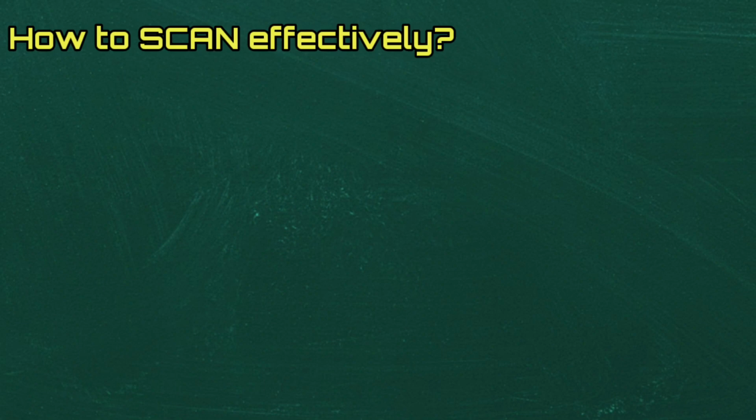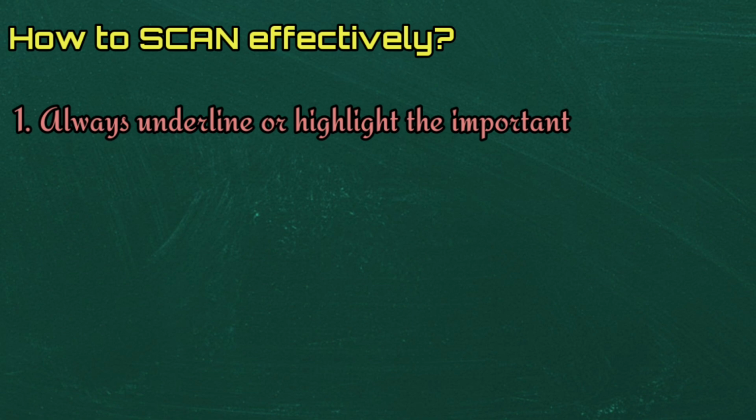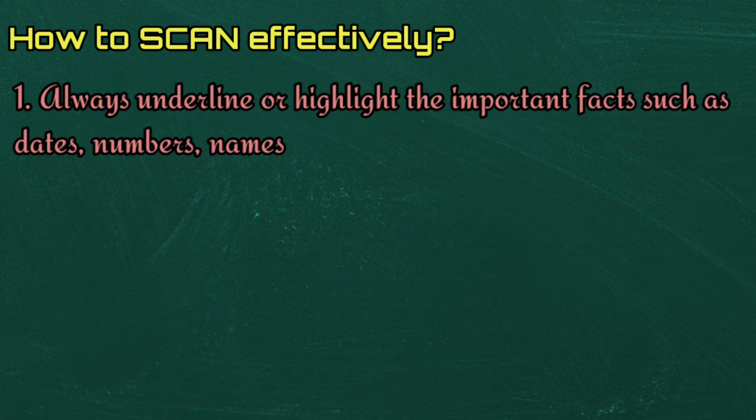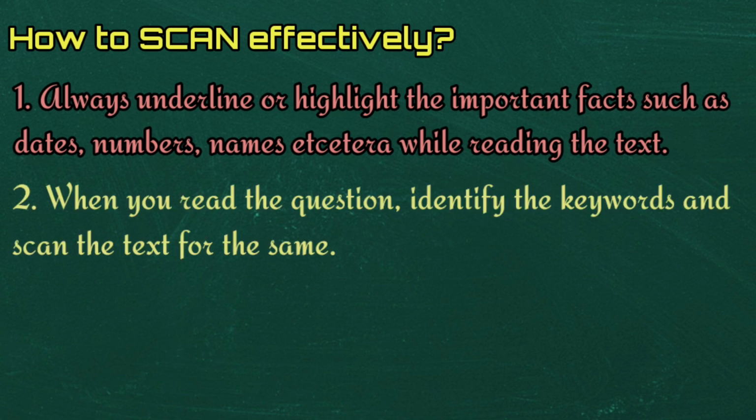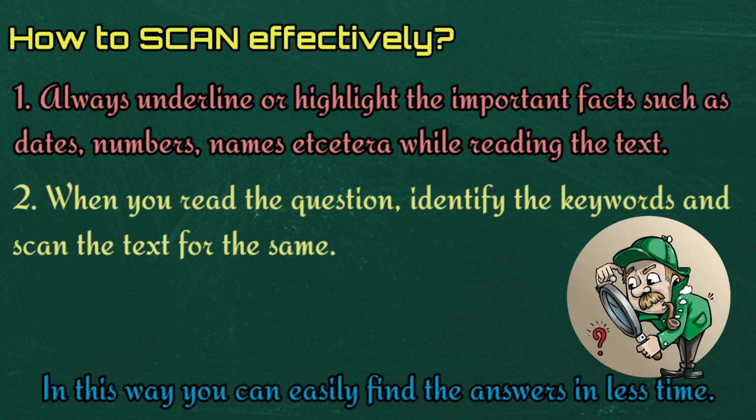How to scan effectively? Always underline or highlight the important facts such as dates, numbers, names, etc. while reading the text. When you read the question, identify the keywords and scan the text for the same. In this way, you can easily find the answer in less time.